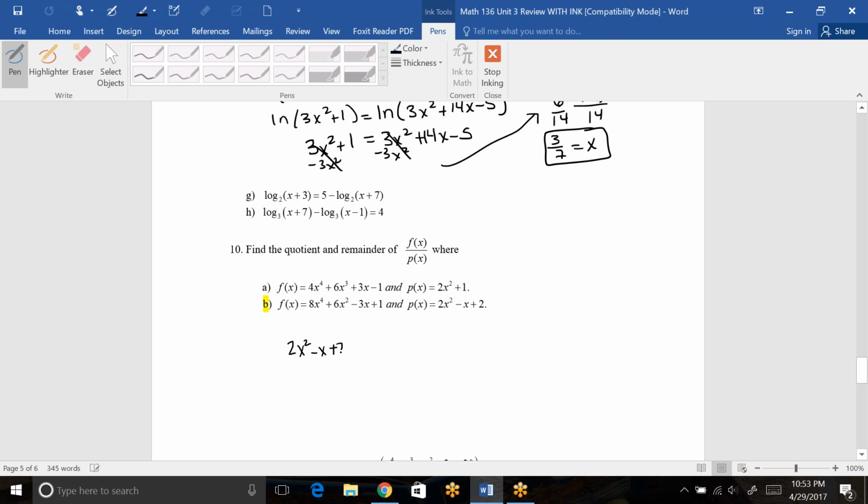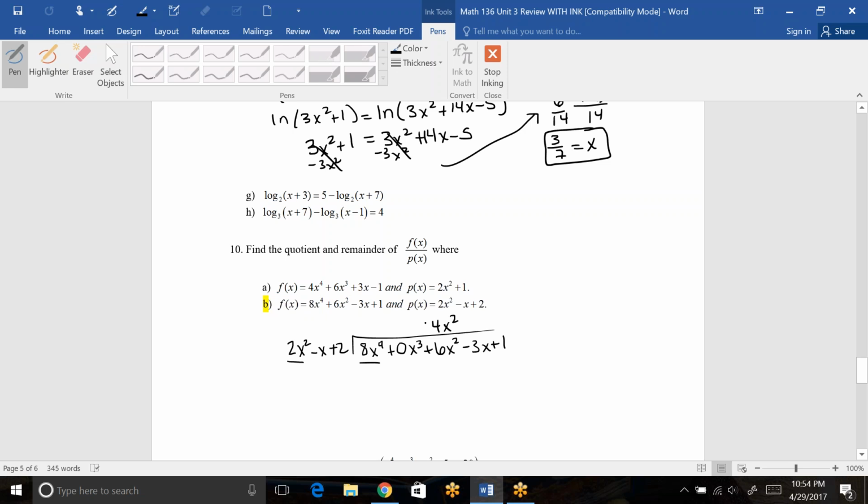So we are trying to put 2x squared minus 2x plus 2 into the polynomial f of x. Notice there is a missing power of x cubed here, so we are going to need a placeholder. So plus 0x cubed plus 6x squared minus 3x plus 1. Our first step is to ask, what do you multiply 2x squared by to make 8x to the fourth? 2 times 4, and I'm going to put it right here because it's going to be x squared times x squared. So a 4x squared times a 2x squared makes an 8x to the fourth.